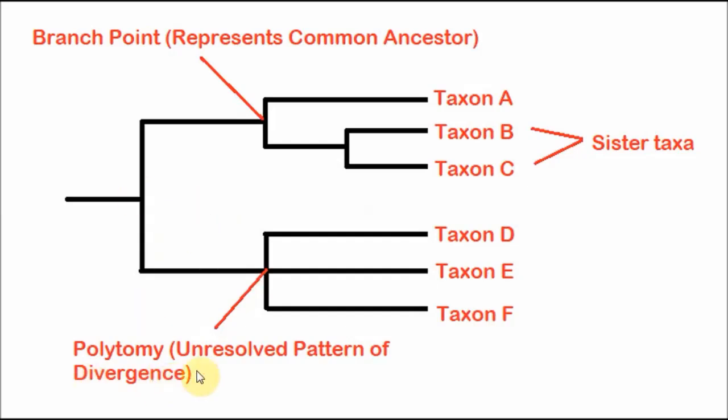A polytomy is an unresolved pattern of divergence. In a polytomy, you have something like a branch point, except you see more than two organisms coming out. This means that scientists have not figured out exactly what is going on here, so they've just put them all together. When you have three taxa coming out like this, it does not mean that there's a common ancestor right here. It just means that there's an unresolved pattern of divergence. The final thing you have to know about phylogenetic trees is sister taxa.